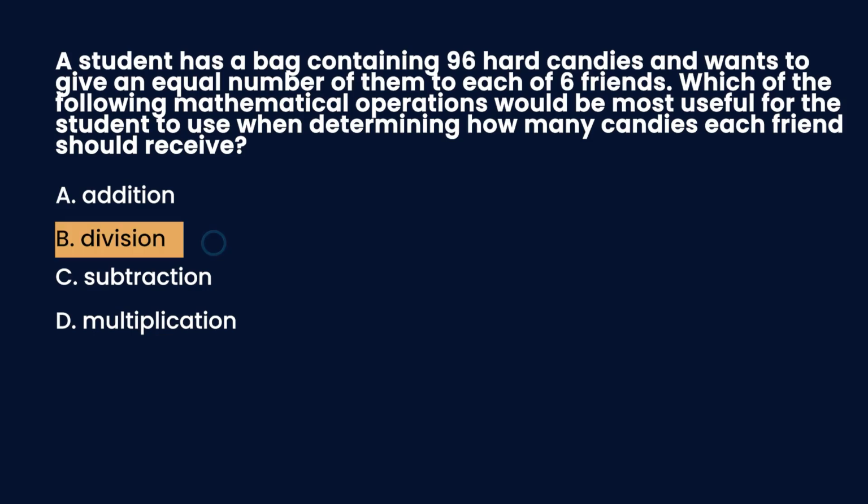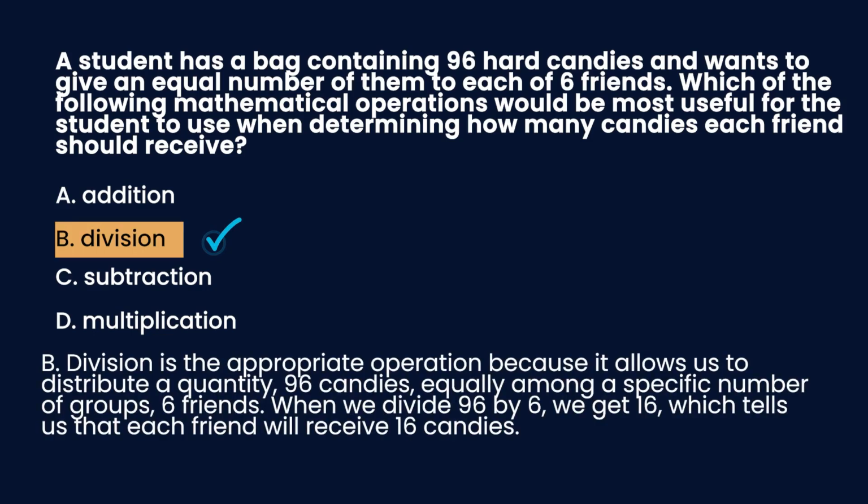The correct answer is B. Division is the appropriate operation because it allows us to distribute a quantity, 96 candies, equally among a specific number of groups, 6 friends. When we divide 96 by 6, we get 16, which tells us that each friend will receive 16 candies. This exemplifies the partitive model of division, where we're determining the size of each equal share.